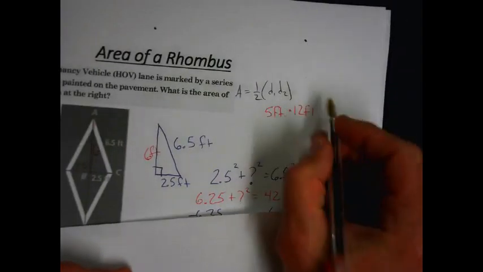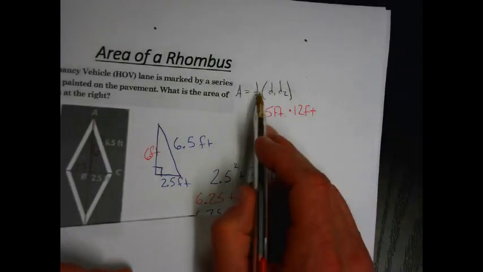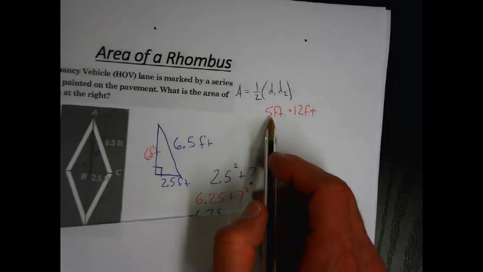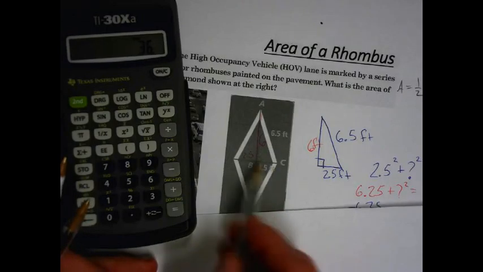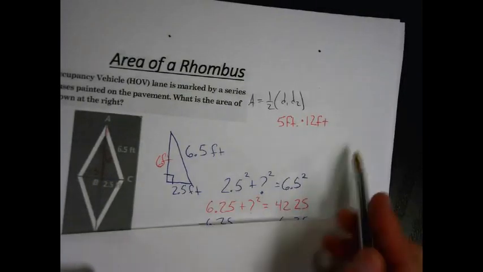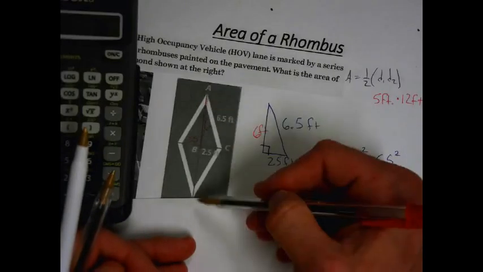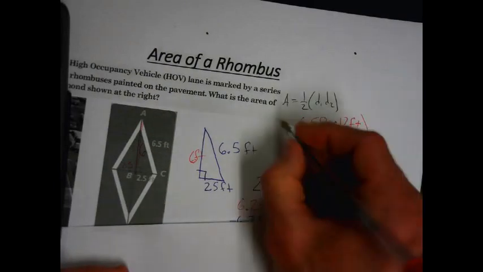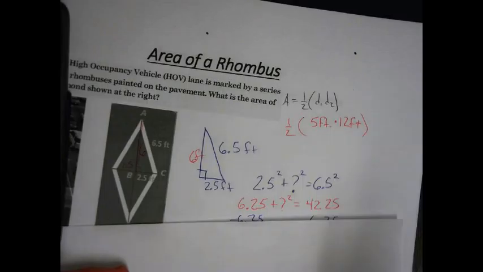So we must be super duper careful. When we're talking about half the two diagonals, the product, it'll be 5 feet, we know from the short leg, 5 feet. And it'll be 12 feet from the long leg, 6, 6, 12 feet. So we'll multiply those and then take half of that.